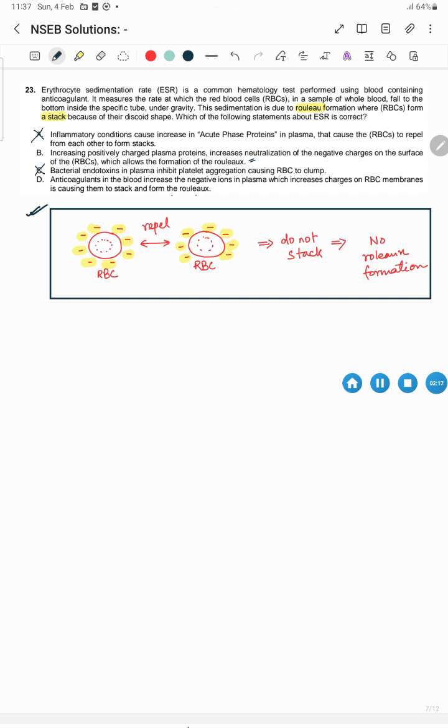Anticoagulants in the blood increase the negative ions in the plasma, which increases charges on the RBC membrane, causing them to stack and form rouleau. How can increasing negative charge on the RBC membrane help them to stack? So this is also not possible. So I think this can be the answer. And yes, this is the answer.